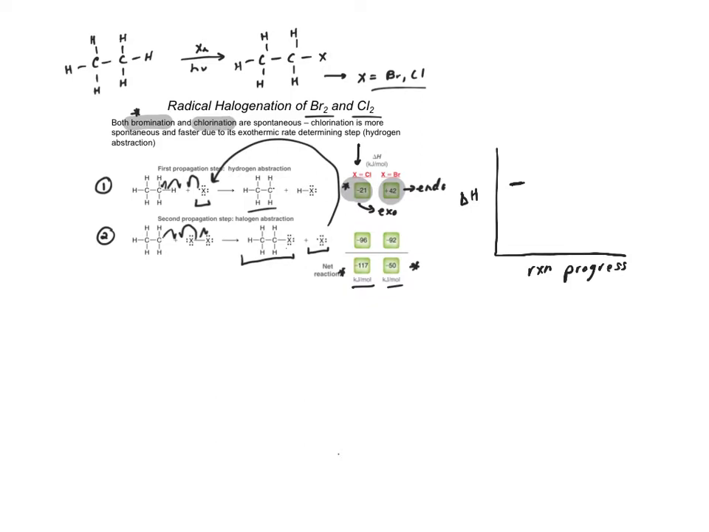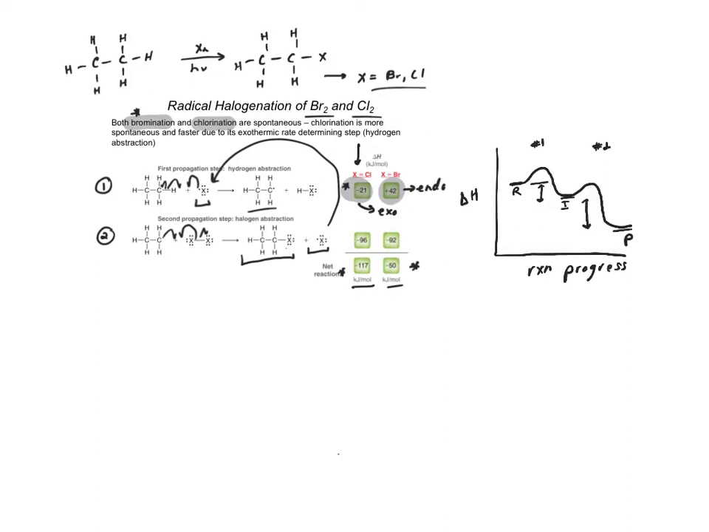Let me draw this a little bit better. For the exothermic step, we're measuring the exothermicity as the difference in energy between our reactants and our intermediate. And then that second step is also exothermic, and we're measuring that delta H as the difference between this intermediate and our products. So this would be step number 1 for our chlorination reaction, and this would be step number 2. Both of these steps are exothermic, and it's an exothermic process overall.